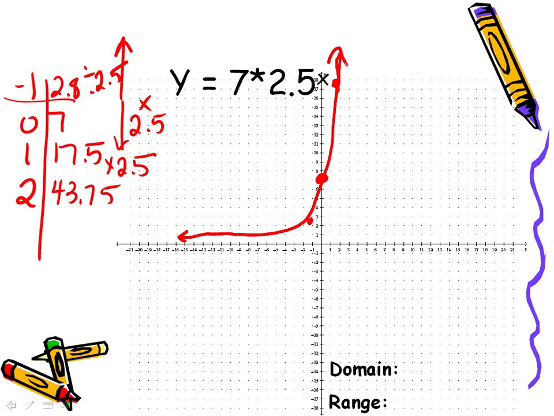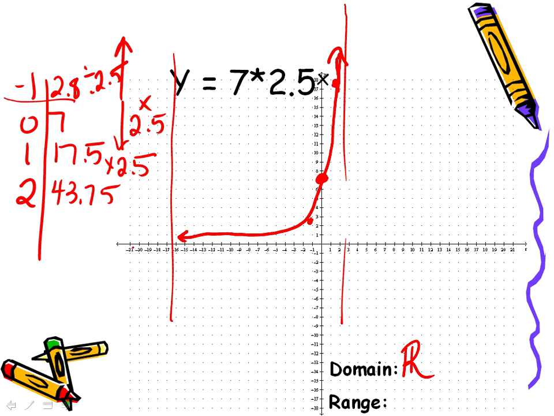Is this very similar to inverse variation? Except it has a starting point. It has a y-intercept, but it also has no x-intercept. For the domain, if I draw a line going 1 to the left, 1 to the right, I hit arrows on both sides. So what is my domain? All real numbers. -infinity to +infinity.